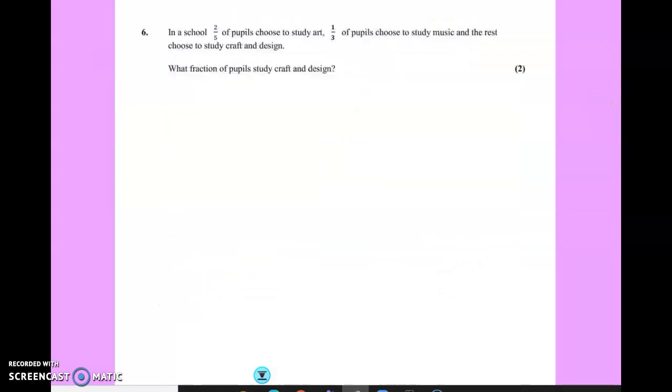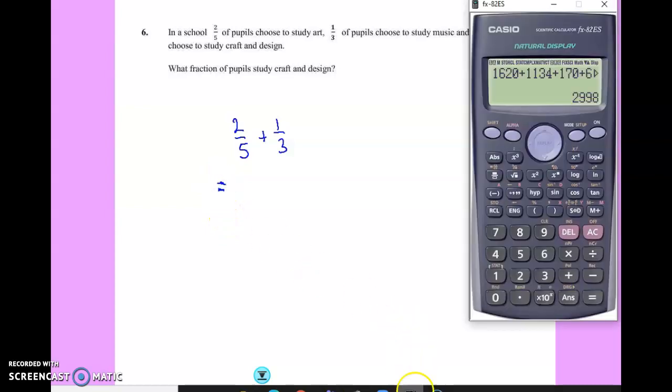Number 6. In a school, 2/5 chose to study art, a third chose to study music, and the rest chose to study craft and design. Now I want to know what fraction study craft and design. So first thing I want to do is add these two together. You can use your calculator, remember?